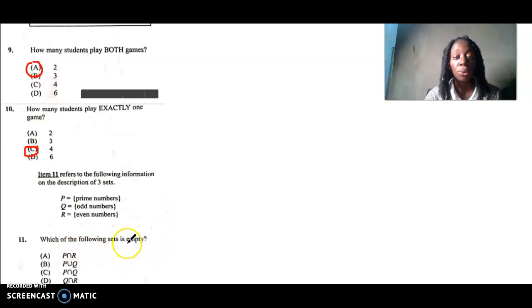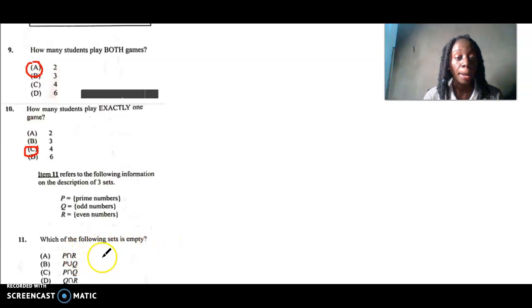Now, which of the following sets is empty? Looking at our options here, P intersect R would require the elements that are common to P and R. So we're looking at prime numbers and even numbers. Examining our options, P intersect R, prime numbers and even numbers. Of course, 2 is a prime number and it's also even, so that set is not empty.